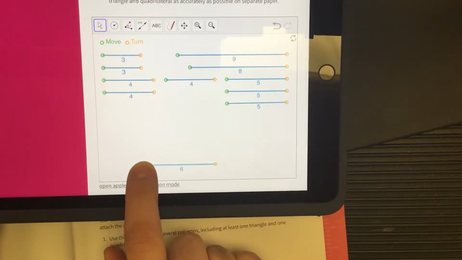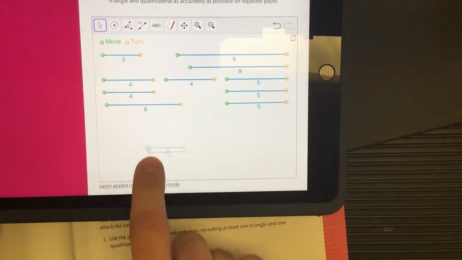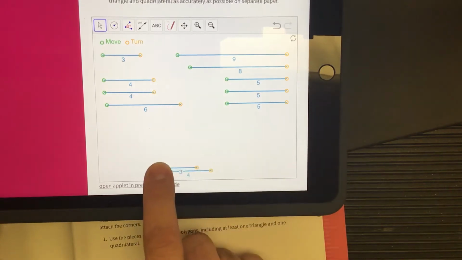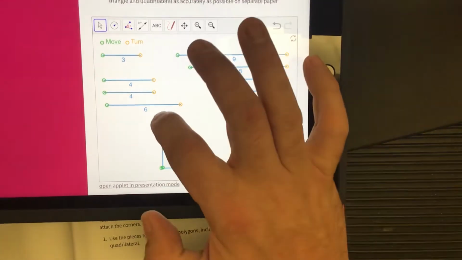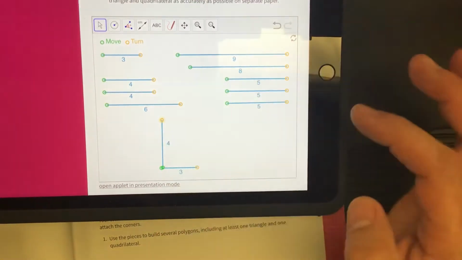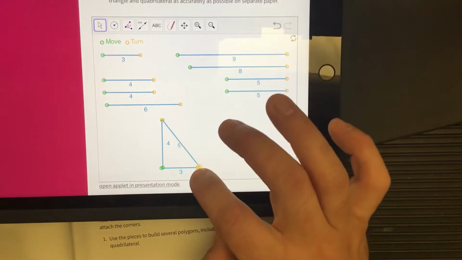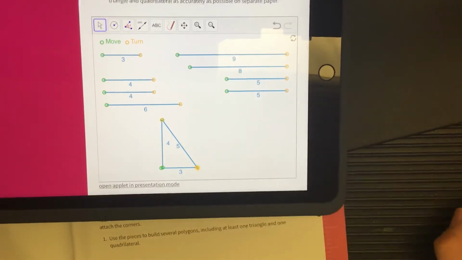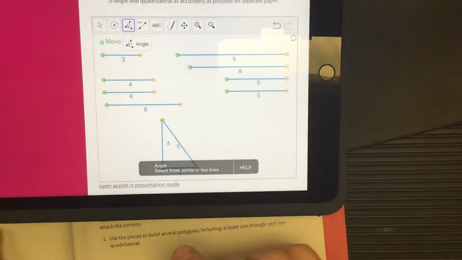So if you want to move them, you take the green parts. If you want to change the angle of it, you use the orange part. And notice you can't make it any bigger or smaller. All you can do is rotate it. Okay, so for instance, there is one triangle. So I would write that down in my book, having side lengths 3, 4, 5. Then it says measure the angle.